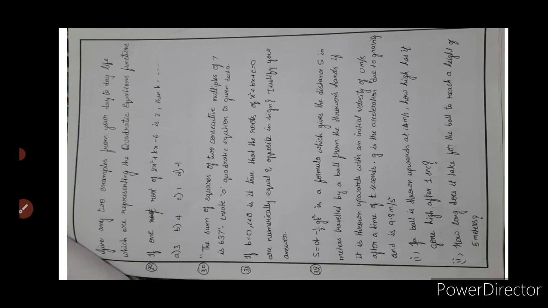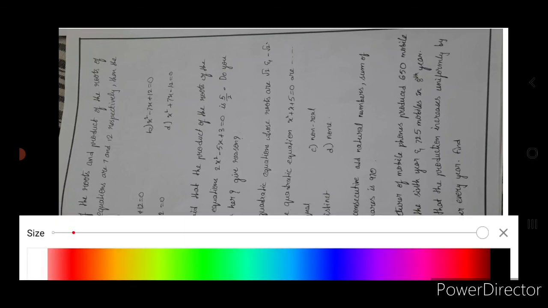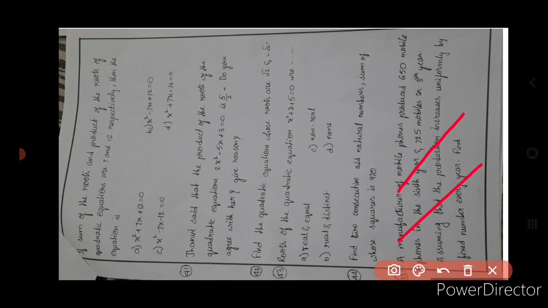And the next sheet, the next one, and the next one, and here I think, yes, this one, 45th question. So this does not exist. It is not from quadratic equations. This question belongs to progressions. So when we discuss progressions, at that time you can do that, right?